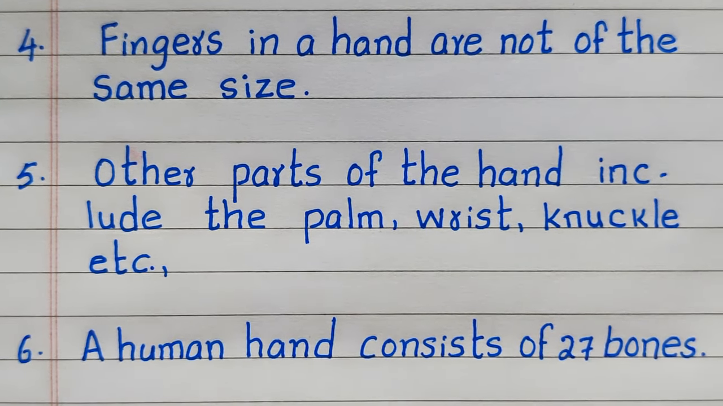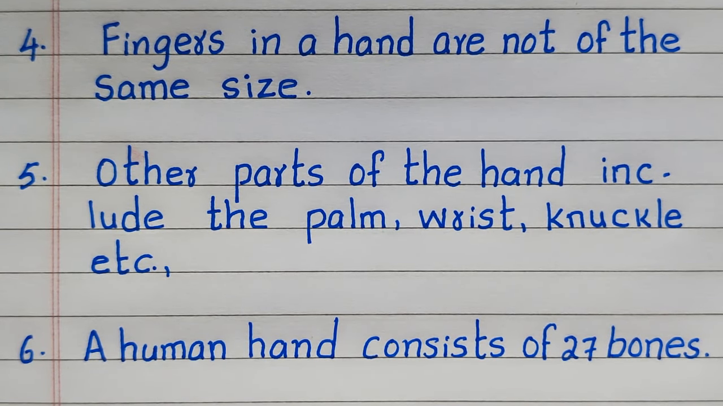Line number 4. Fingers in a hand are not of the same size. Line number 5. Other parts of the hand include the palm, wrist, knuckle, etc. Line number 6. A human hand consists of 27 bones.